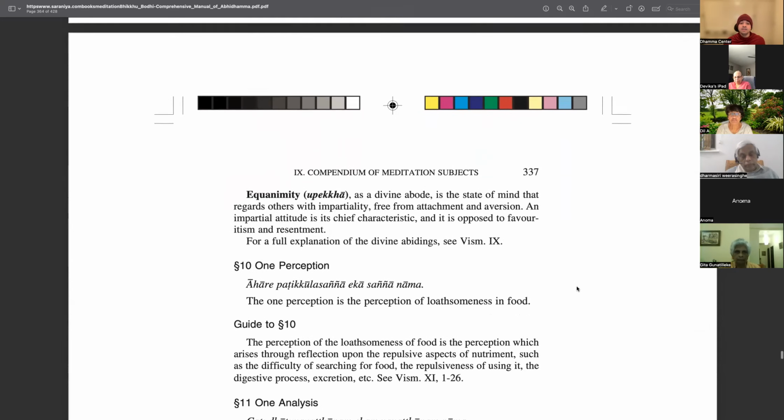Okay. Then we have equanimity. Equanimity as a divine abode is a state of mind that regards others with impartiality, free from attachment and aversion. An impartial attitude is its chief characteristic, and it is opposed to favoritism and resentment.